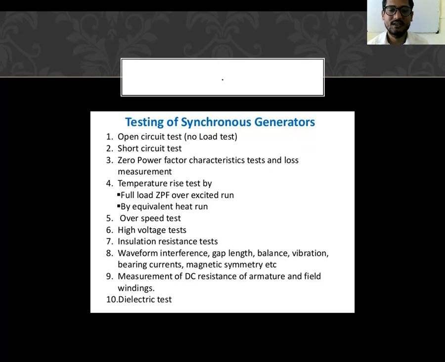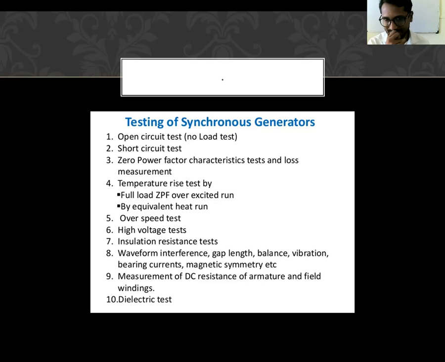Here is a list of testing of synchronous generator. The main methods of finding out the voltage regulation: the voltage regulation is determined by two methods. First is the direct loading method, and another is the indirect loading method. The indirect loading method is divided into three types. First is the synchronous impedance method, also called the EMF method. Second is the ampere turn method, also called the MMF method or the rheostatic method. And the third is the zero power factor method, that is the Potier triangle method.